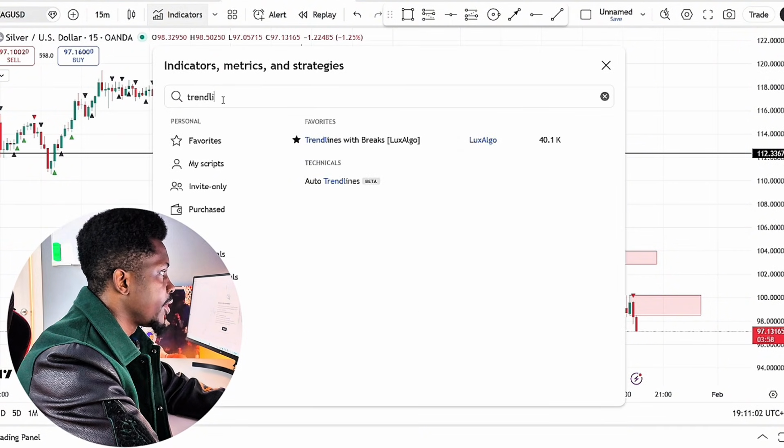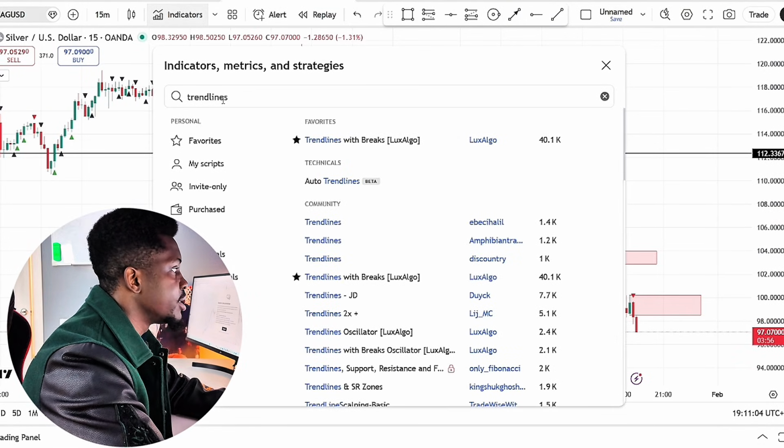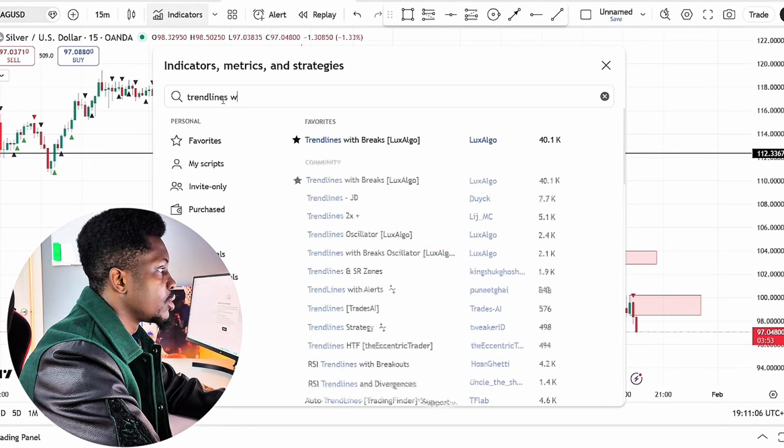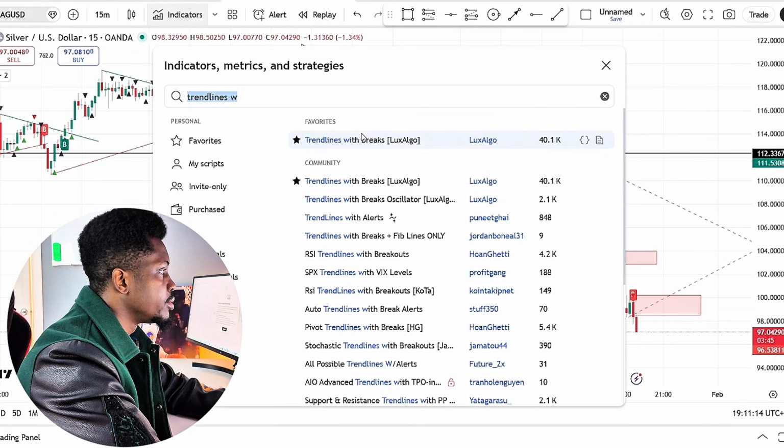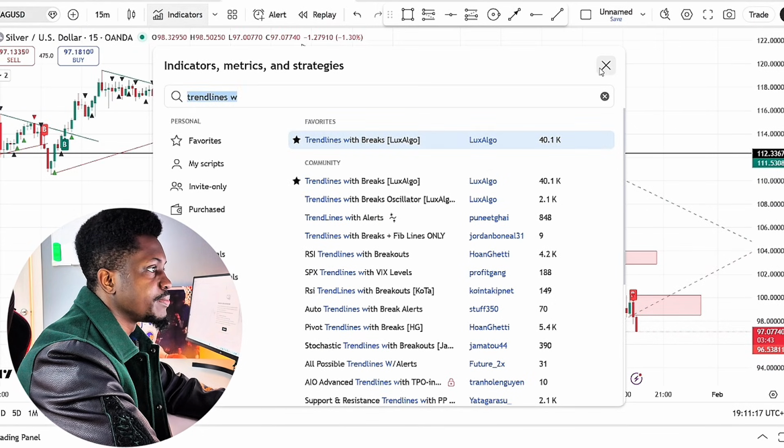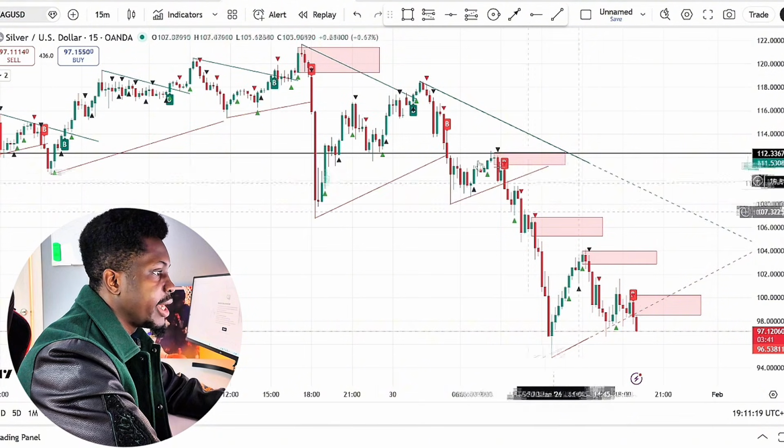Trend with breaks, right? So that's what we'll be looking at, trend lines with breaks by Lux Algo, right? So that's just what we're looking at now. This exact one here, you can't miss it at all. This exact one, this is just what we'll be using. Okay, now this is the entire setup.